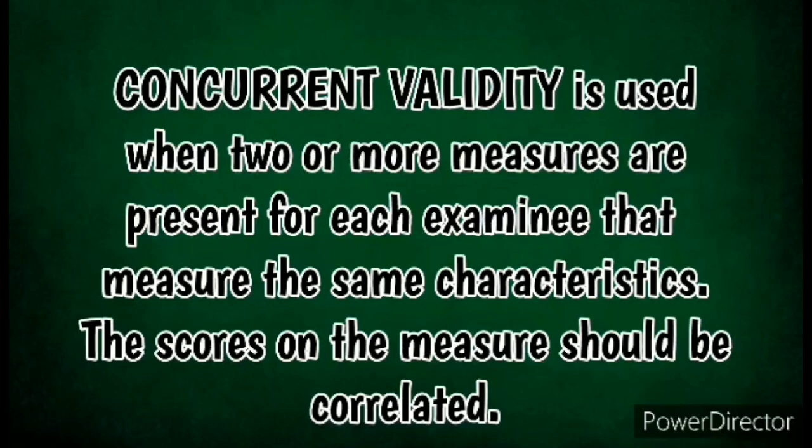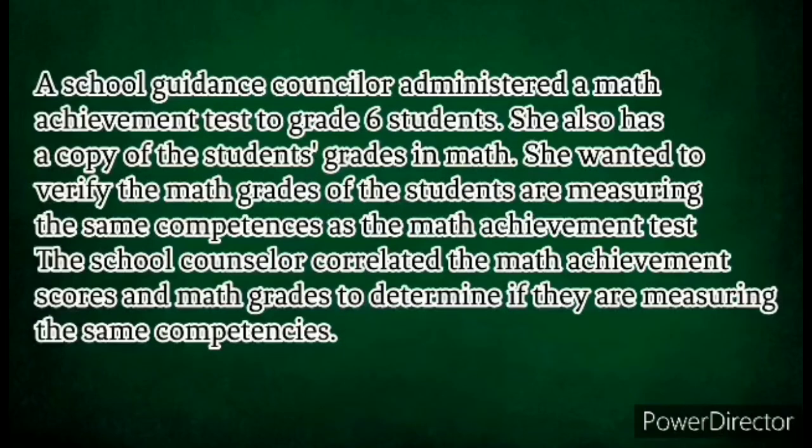To make the topic more comprehensible, I will give a situation on how concurrent validity is applied. A school guidance counselor administered a math achievement test to grade 6 students. She also has a copy of the students' grades in math. She wanted to verify that the math grades of the students are measuring the same competencies as the math achievement test. The school counselor correlated the math achievement scores and math grades to determine if they are measuring the same competencies.